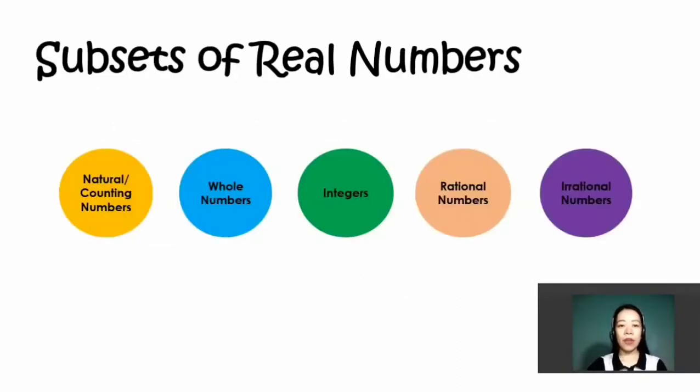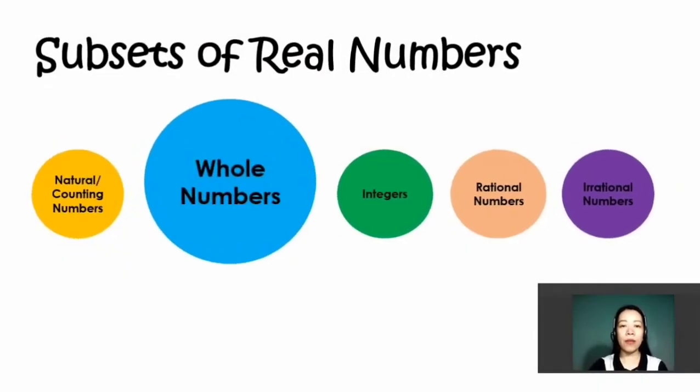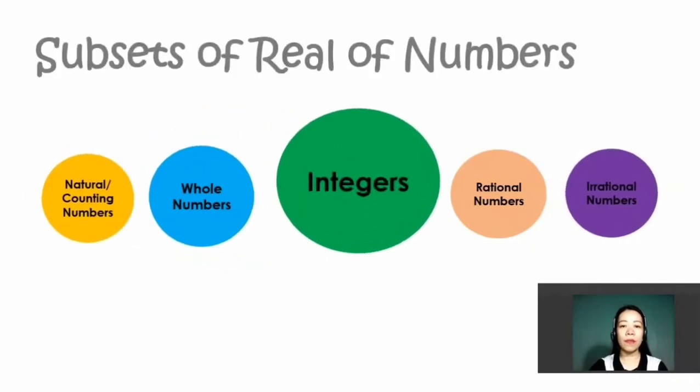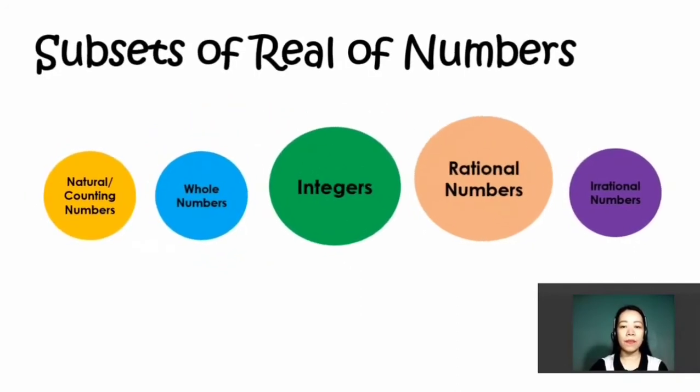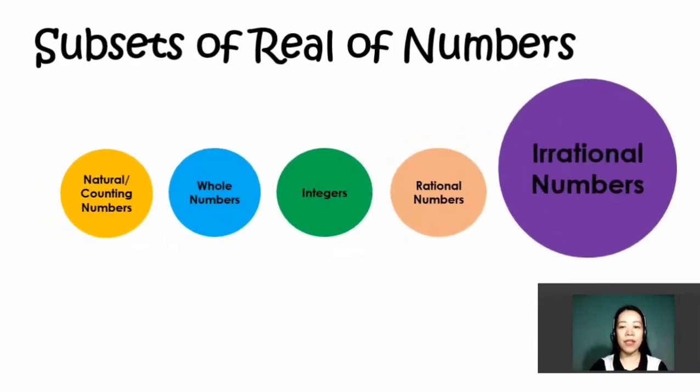Let us now talk about the subsets of real numbers. So we have natural or counting numbers, whole numbers, integers, rational numbers, and irrational numbers.